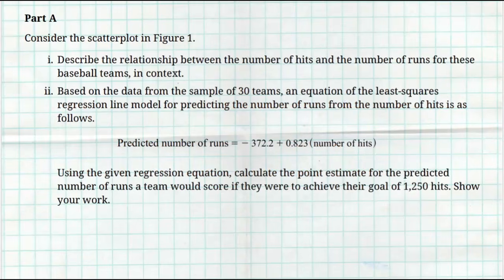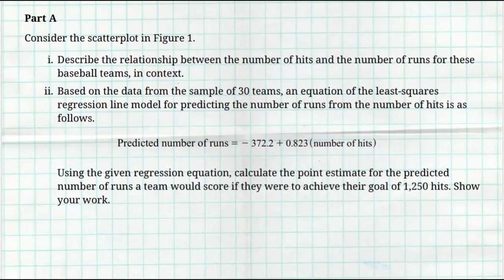Now for part 2. Based on the data from the sample of 30 teams, an equation of the least squares regression line modeling the predicted number of runs from the number of hits is as follows: -372.2 plus 0.823 times the number of hits. And what they want us to do is to predict the number of runs a team will get if they have a goal of 1,250 hits.